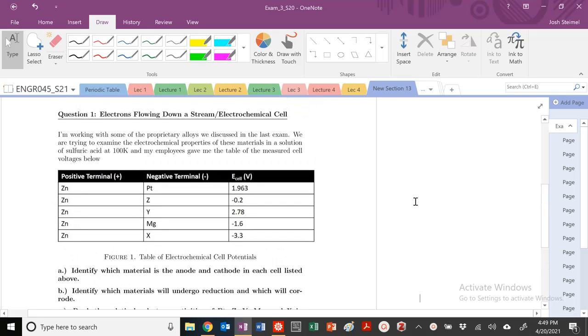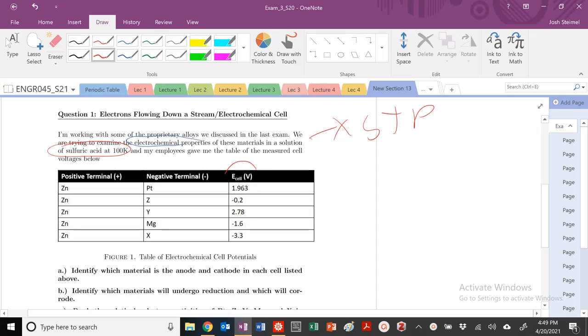Let's take a peek at this problem. I'm working with some proprietary alloys we discussed in the last exam, and I am looking at the electrochemical properties of the materials in a solution that is basically sulfuric acid at 100 degrees K. My employees gave me a list of voltages below. So we are not at STP conditions, so we can't use our standard table values to calculate this.